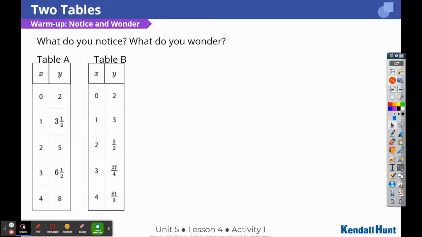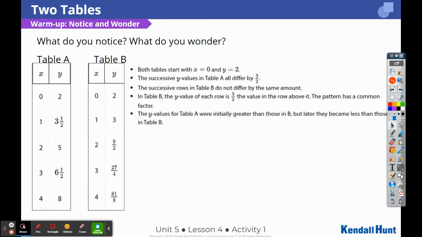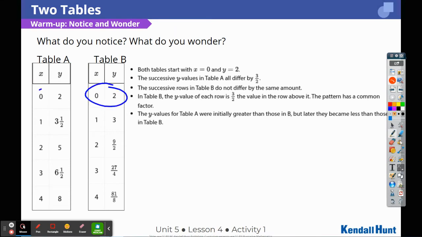So looking at these two tables, things that you could have noticed: they both start at 0, 2. So they both have the same y-intercept here. Table A is increasing by 3 halves, or 1.5, between each value. But table B is not increasing by the same amount. It's increasing by being multiplied by 3 halves, or 1.5, every time to get to the next value.